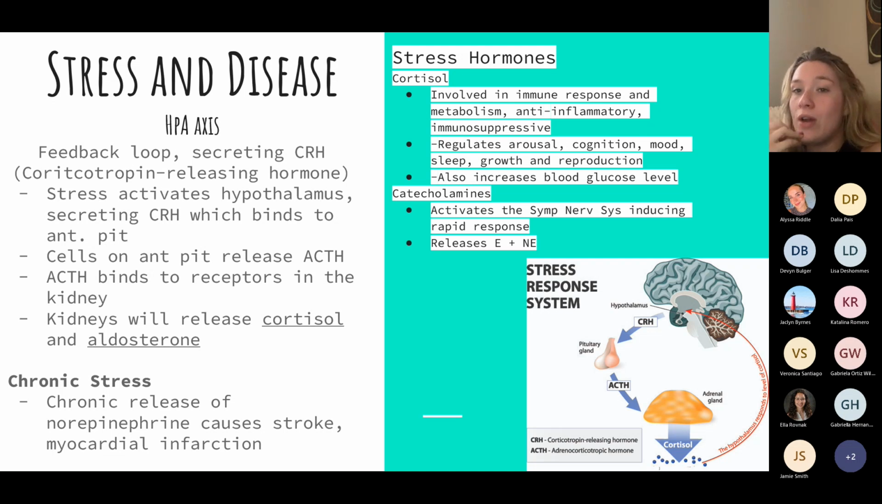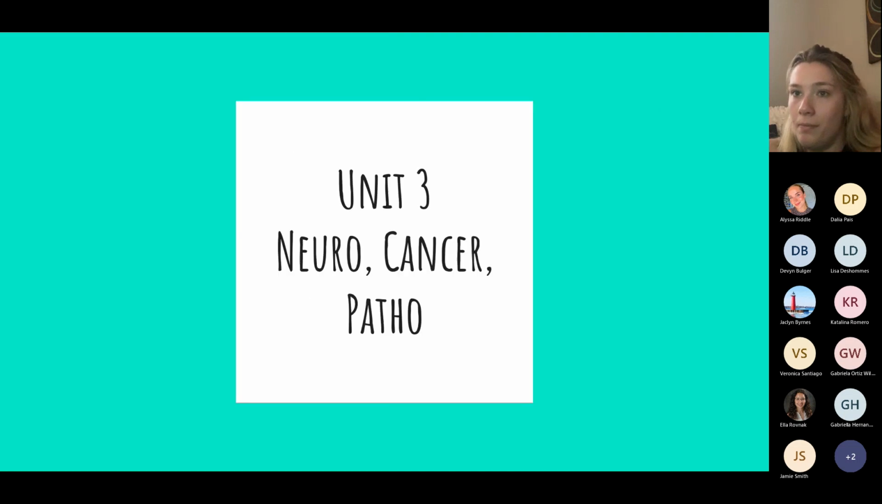Unfortunately, with chronic stress, if we have a constant release of norepinephrine, we're going to be at increased risk for stroke, myocardial infarction, etc. But in emergency situations, this HPA axis is good. That increase in epinephrine or norepinephrine will help us with fight or flight. However, with chronic stress, if we're constantly in this state of stress and we're having this epinephrine and norepinephrine constantly released, I'm at risk for some negative health outcomes.